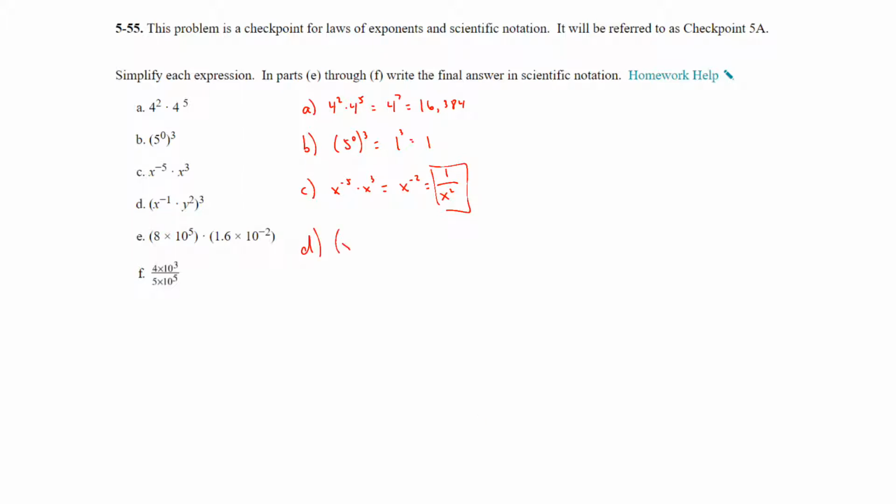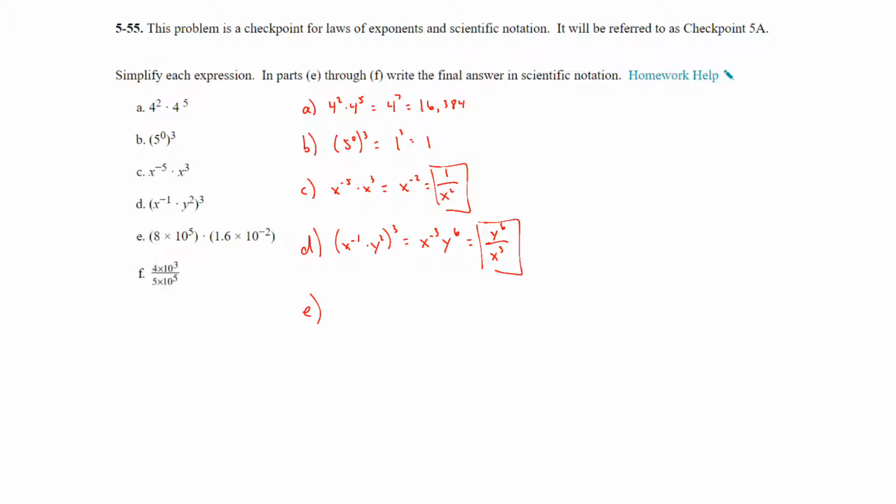D, we have x to the negative 1 times y to the second, all raised to the third power. On this one, we have a power raised to another power, so we can multiply. So this would be x to the negative third and y to the positive 6. And then once again, the x to the negative 3 can be moved to the denominator, but the y to the 6, since it's a positive, we keep it in the numerator.